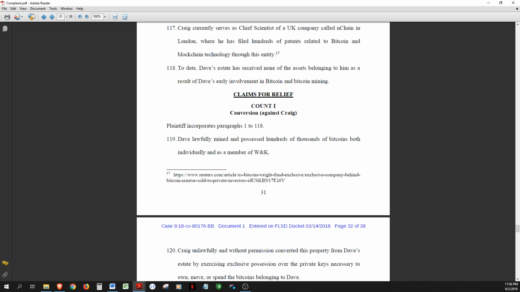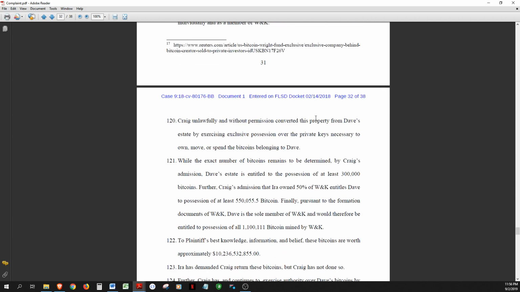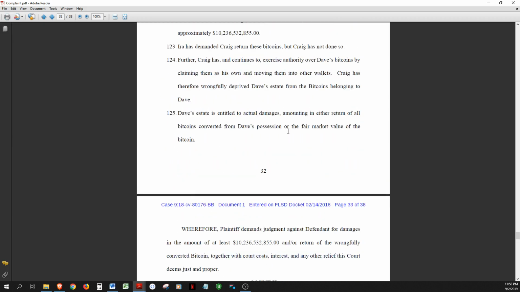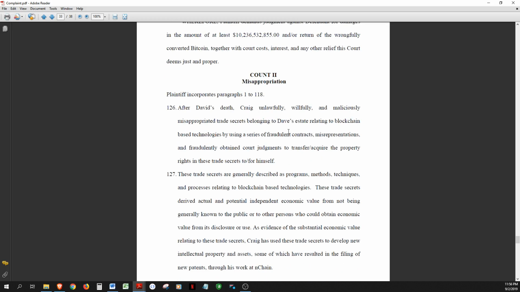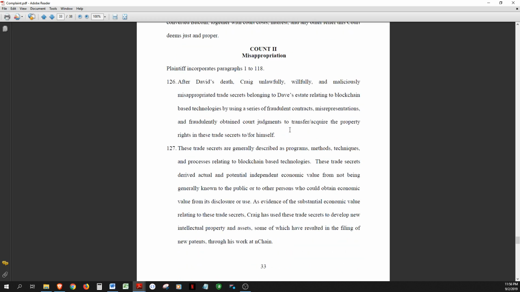So I'm just going to quickly go over those. Again, this is a complaint. It could be different in the amended complaint, which would control over this. So you've got the first one, conversion, which is basically when you take something from somebody. The second one they have is misappropriation. And basically that's when you misappropriate trade secrets.